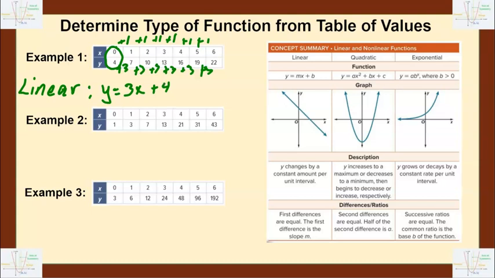Example 2. Here the x's are increasing by 1s. If I want to find out the differences in the y's, this is a difference of 2, 4, 6, 8, 10, 12. And then the differences of those would be 2, 2, 2, 2, and 2. Since this has a second difference, we know that this one's going to be quadratic.